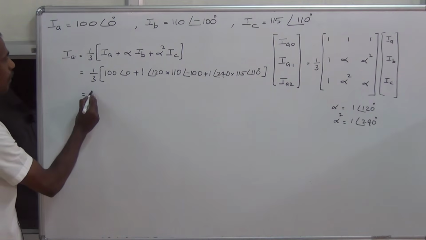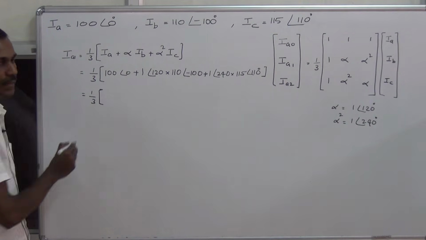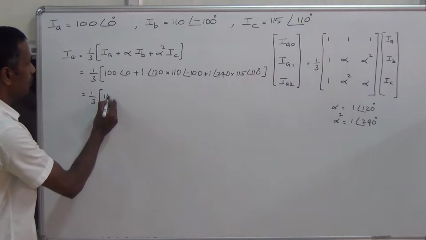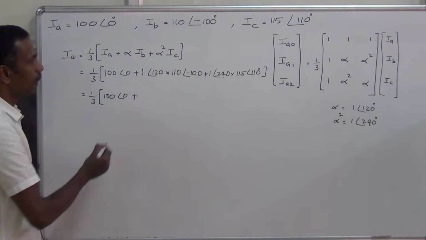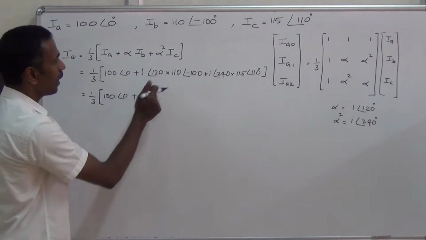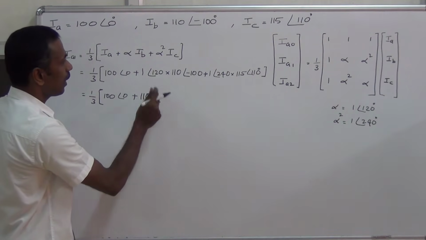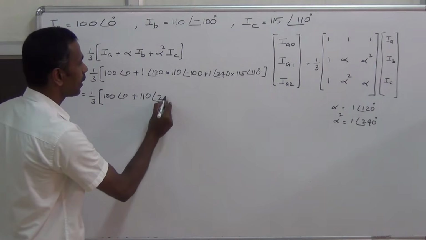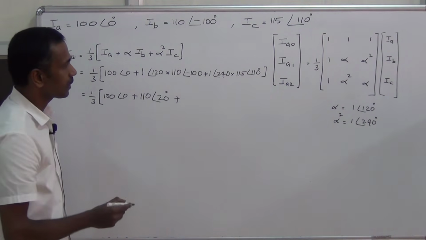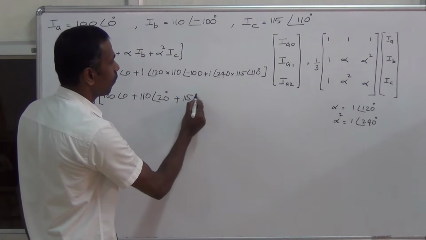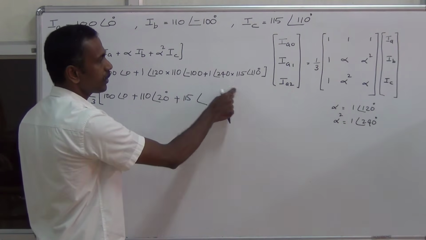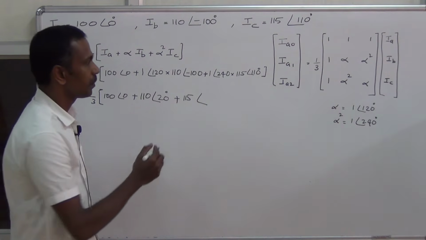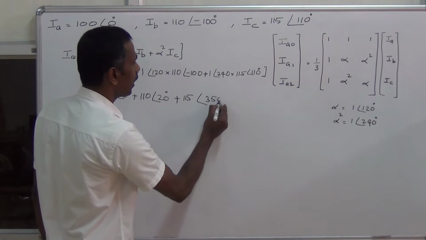So this is equal to 1/3 into 100 angle 0 plus 110 angle 120 minus 100, this is 20 degrees, plus 115 angle 240 plus 110, so it is 350.